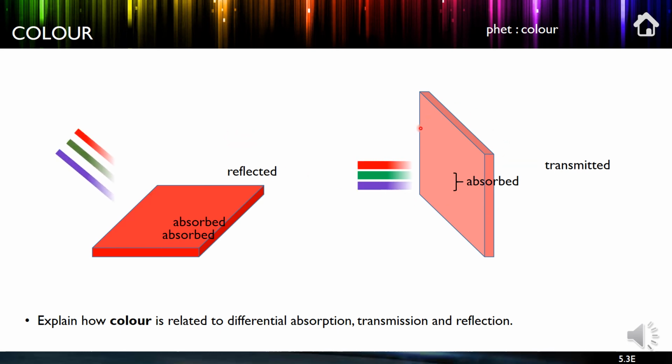Here we have the same idea, but the absorption here is different. There's no reflection. We have transmission. So this is a filter, or a piece of red glass, or a piece of red plastic, and it transmits the red light, but it absorbs the other two. So it's just two ways of creating red.